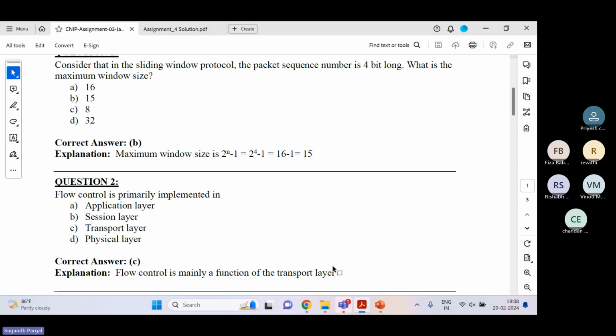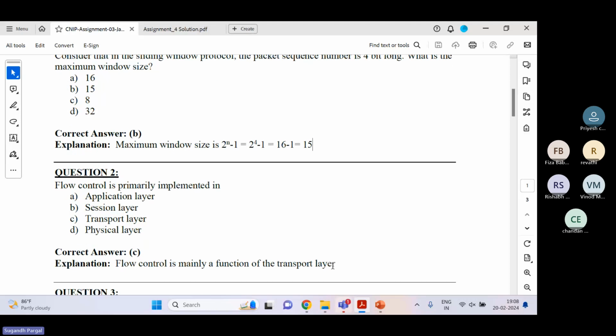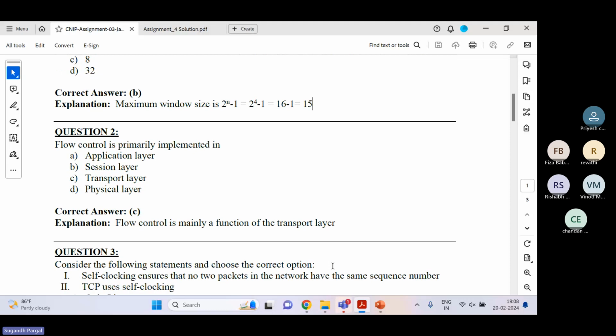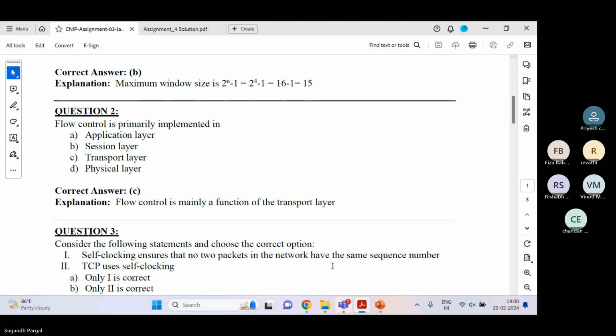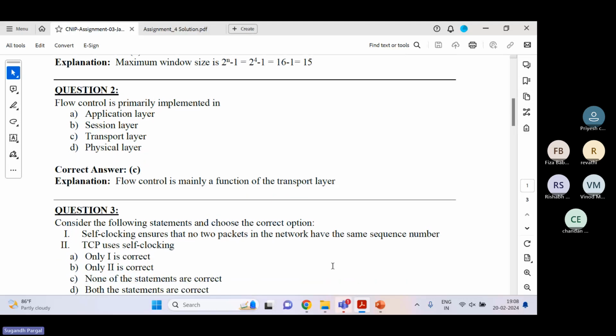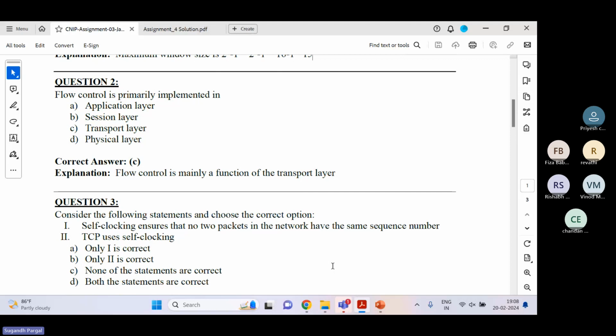So flow control is mainly a function of the transport layer, as we already know. Secondly, it is also implemented in the data link layer. Now consider the following statements and choose the correct option. First, self-clocking ensures that no two packets in a network have the same sequence number. And second, TCP uses self-clocking.